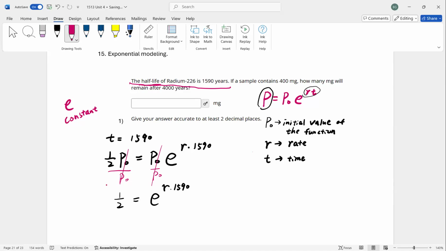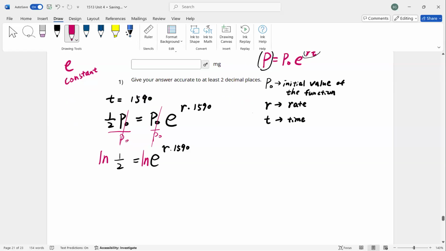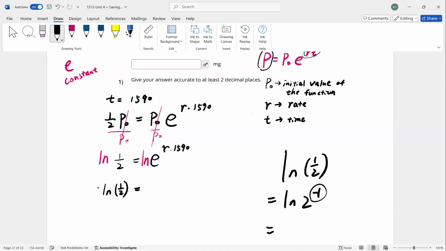We are going to apply ln on both sides. And then the left side, we have ln half. Yeah, we can keep half, that's no problem. But if you want to play with it, you can write half as 2 to the power of -1, and then move the -1 in front of ln 2. It is negative ln 2. But if you keep ln of half, it's totally fine, okay?